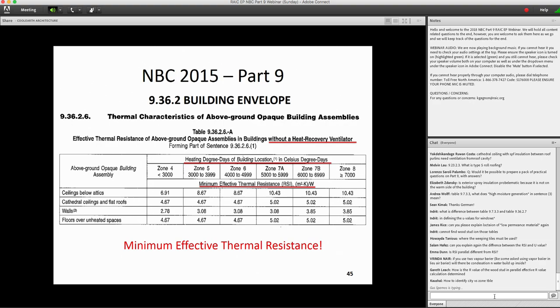So it can be used, but you have to show in the specs that the thickness you're using as a vapor barrier will have a vapor permeance not greater than 60 nanograms. So yes, you can use it. And if you tape it, it can also be considered an air barrier.